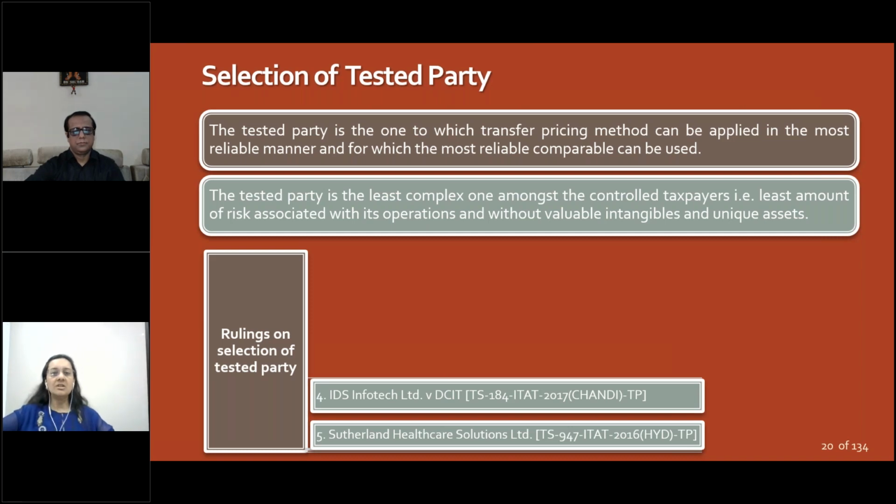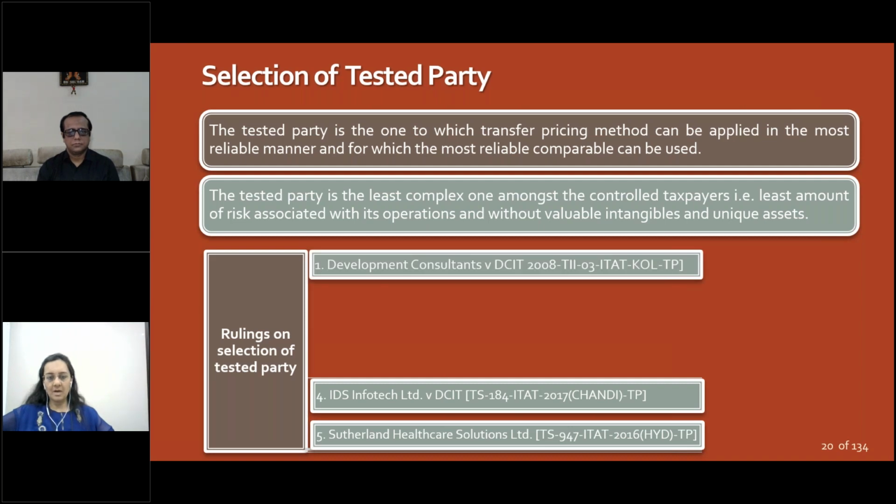And the subsidiaries it has all over the world are all distributors. And therefore the distributors are doing a simple function of selling. And therefore the distributor is the simpler party, the party that has less risk, the party that has no valuable intangibles. So it took all the sellers as one class of associate enterprises and assumed them to be the tested party, and the Indian entity was the AE. So they tested the margin of all the subsidiaries that were doing the selling activity.